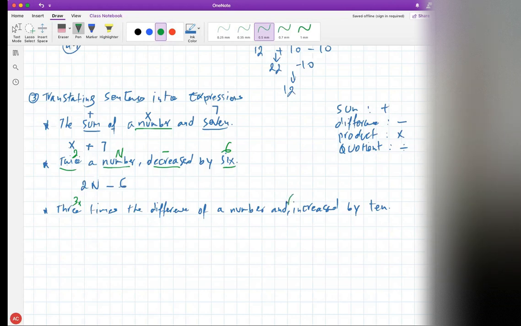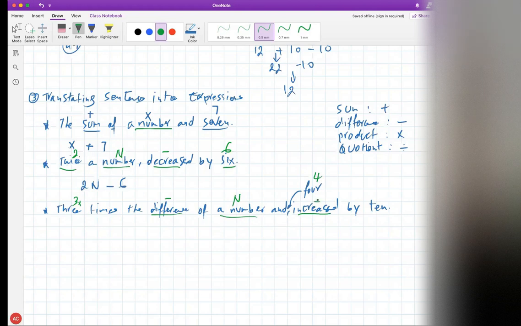So 3 times the difference of a number and 4. Let's just put 4 here, because again, the sum or difference, all of these have to be between two things. You can't just put one thing. And that second thing is 4. So 3 times the difference of a number and 4, and that whole thing is increased by 10. The difference is subtraction. A number, let's call it n. Of course, this is 4, and increased is addition.